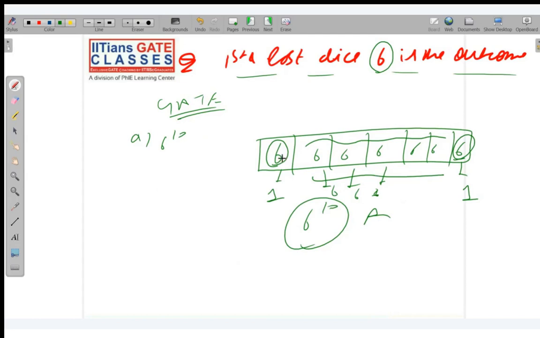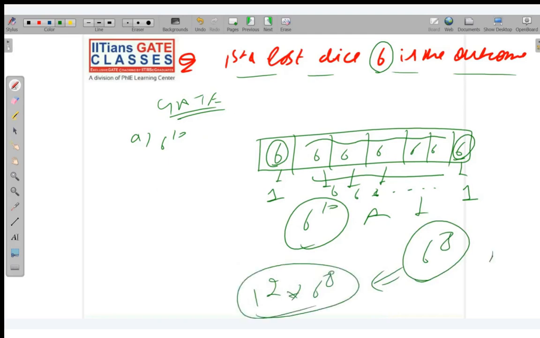So here 6 is the only outcome, and here these 6 are the choices. Many of you will say, okay, 6 into 6, 6 power 10 is the answer. In a hurry you will do it, but actually this 6 is the outcome, only one choice is there. This 6 is the outcome, only one choice is there, and rest everywhere 6 choices. So how many choices? 6 power 8 is the answer. So how 6 power 8? 1 power 2 into 6 power 8. This is the answer. And this is a GATE question. Please take snapshot. I will jump to the next slide.